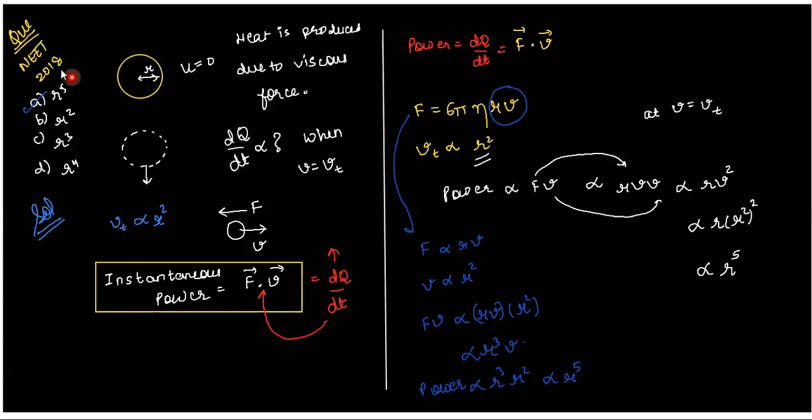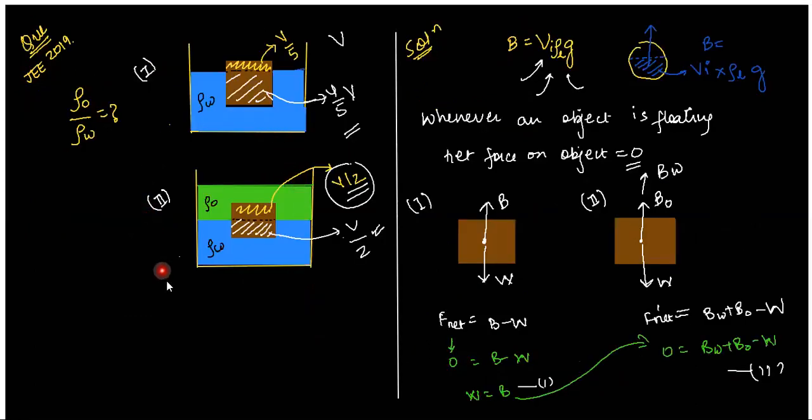Post which we had a question where we were told that a solid object is falling down in a liquid, and we had to find out which power of radius the instantaneous power is proportional to. So it is proportional to the fifth power of radius. Then we saw a question where we had to talk about the relative density of oil.